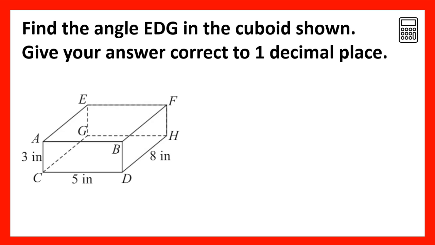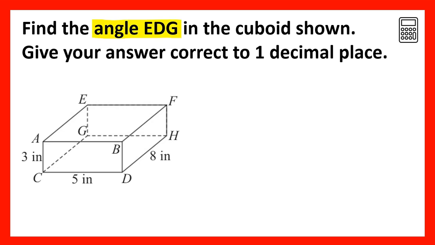Trigonometry in 3D involves applying trigonometric principles to solve problems in three-dimensional shapes, typically involving cuboids, pyramids, or other geometric solids. This usually includes finding lengths, angles, or distances within the shape.